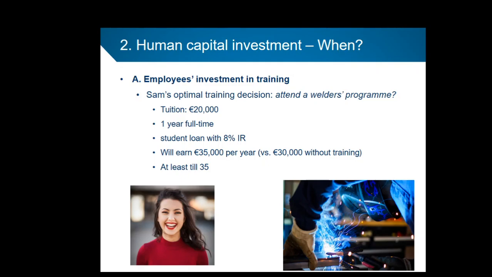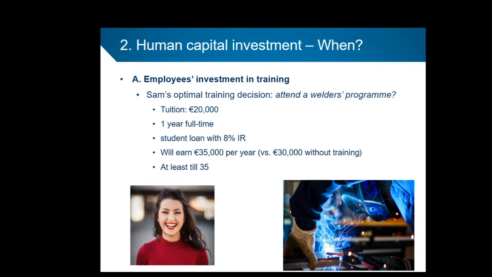This is also illustrated in the following example, which is fully worked out in the book, namely Sam's decision to attend a welders program. Okay, between brackets, for people who don't know what welders are, they are the people who join pieces of metal together. And for the sake of equality and the European spirit, let's assume that Sam is a girl and that she calculates in euros instead of dollars.